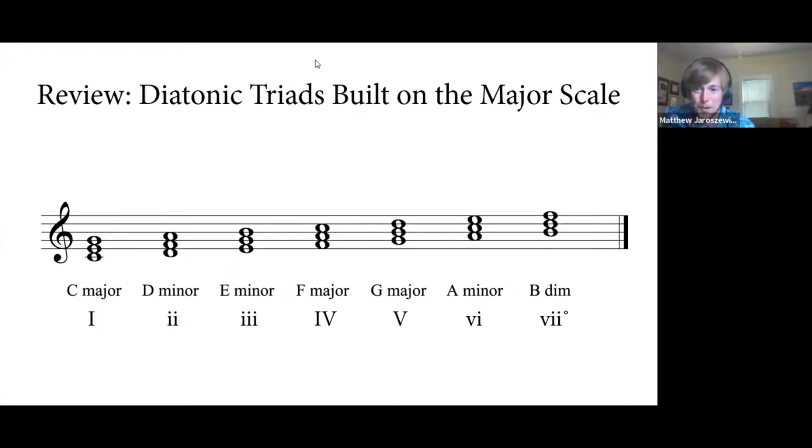Now, we label these with Roman numerals. I mentioned this last week. Capital Roman numerals if we have a major triad, lowercase Roman numerals if we have a minor triad, and a lowercase Roman numeral with a little degree sign next to it if we have a diminished triad. The numerals themselves are simply the position in the scale that that chord falls. So if this is a C major scale, as it is, C is going to be Roman numeral 1. D is the second note of the scale, so the triad built on it is going to be Roman numeral 2, and so on and so forth.